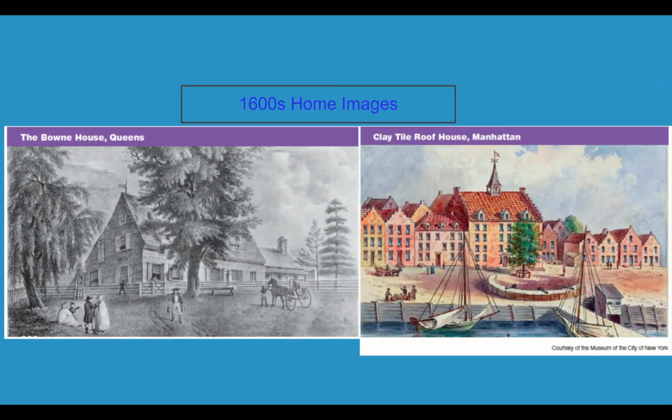So these are the images and the details of the homes that are in your lesson. Really have the students analyze and look at these images as primary or secondary sources that can give them the details or the information that they need to create their model.